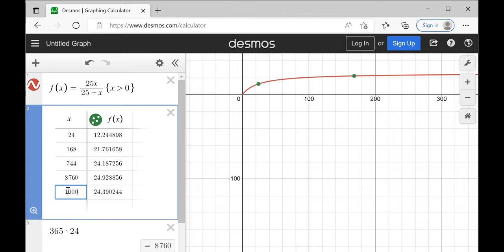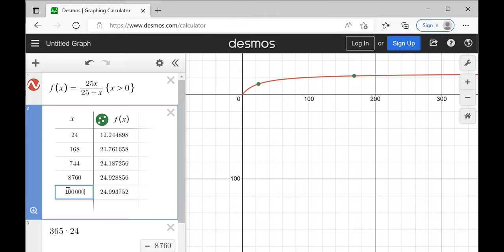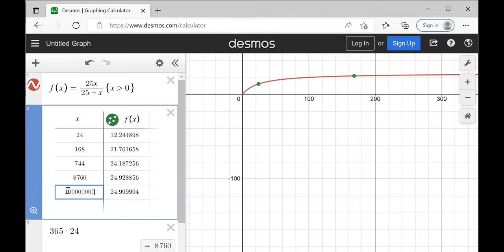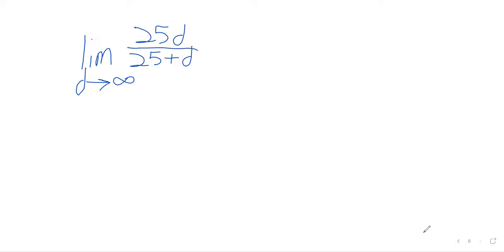We could look at some bigger values of x. Here's 10,000, here's 100,000, here's 1,000,000. And it certainly looks as if, as x is getting bigger, f of x is approaching 25. So it does look like that's what the focal length is doing as the object is moving further and further away.